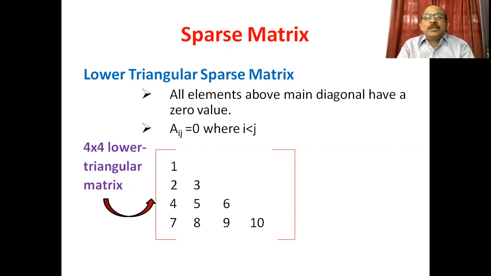In a lower triangular sparse matrix, all elements above the main diagonal have a zero value. Let us take a 4x4 lower triangular matrix. In this, Aij is equal to 0 whenever i is less than j. In this 4x4 lower triangular matrix, you can see the first row contains one element, the second row contains two elements, the third row contains three elements, and the next row contains four elements. Okay, 1, 2, 3 and 4.